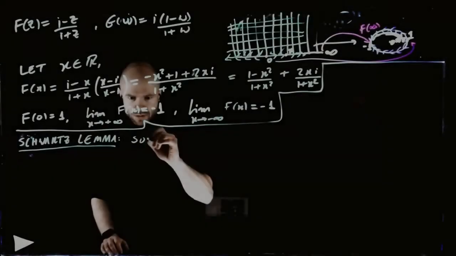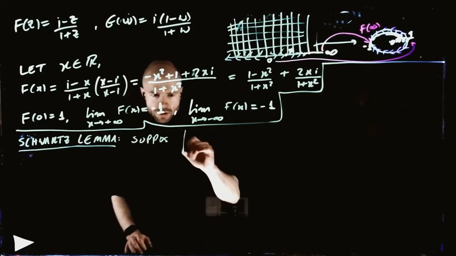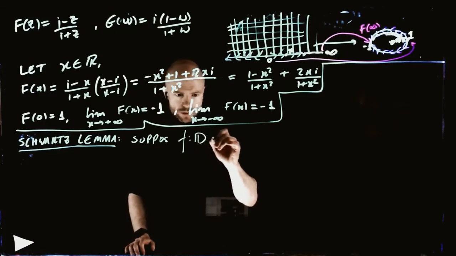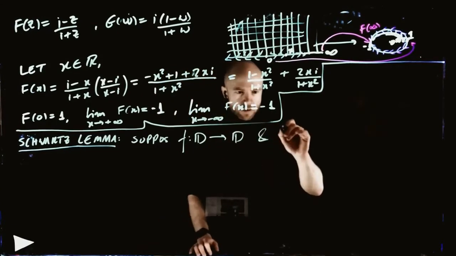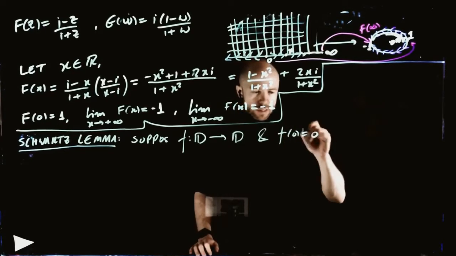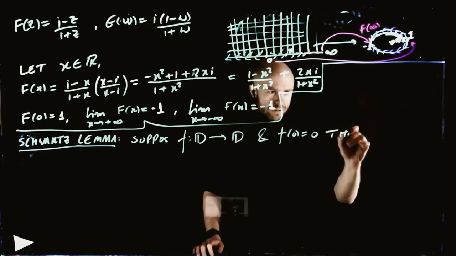Okay, suppose f is mapping the unit disk into the unit disk, and we have that f(0) is equal to 0. Then we have a bunch of consequences.